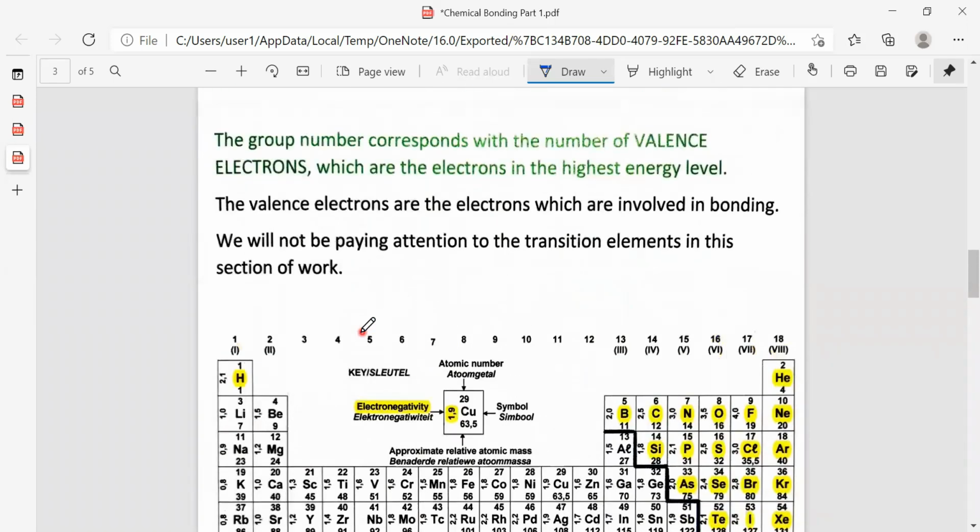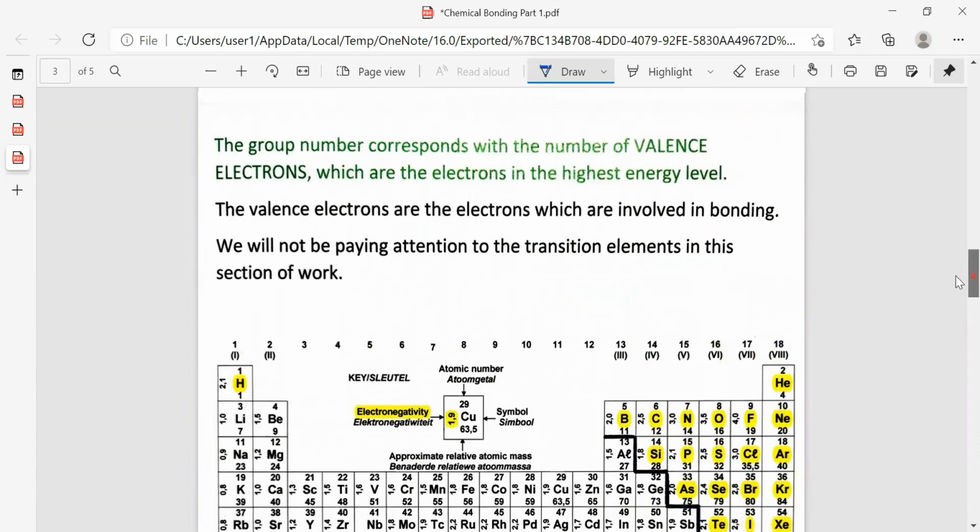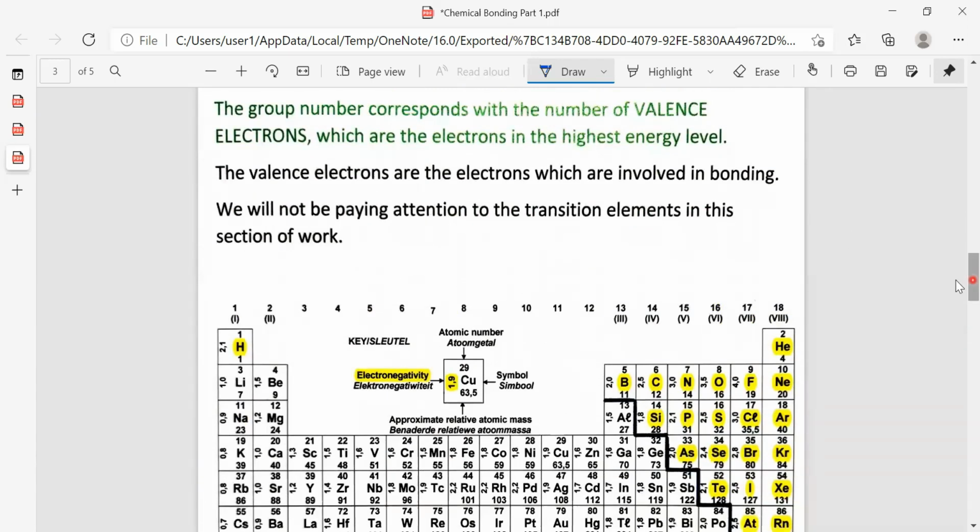Now we're going to talk about the periodic table a little bit because it's good to understand a few things on your periodic table before we carry on with Lewis structures, etc. So your periodic table, here's our key. We're going to be interested in a few of these values.